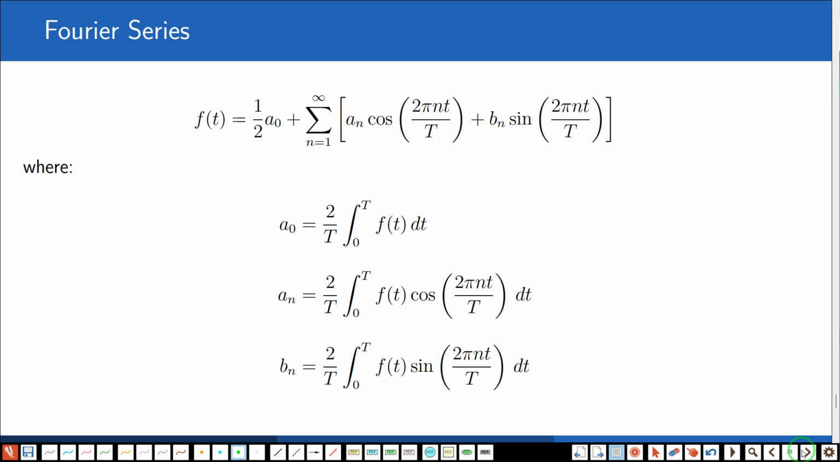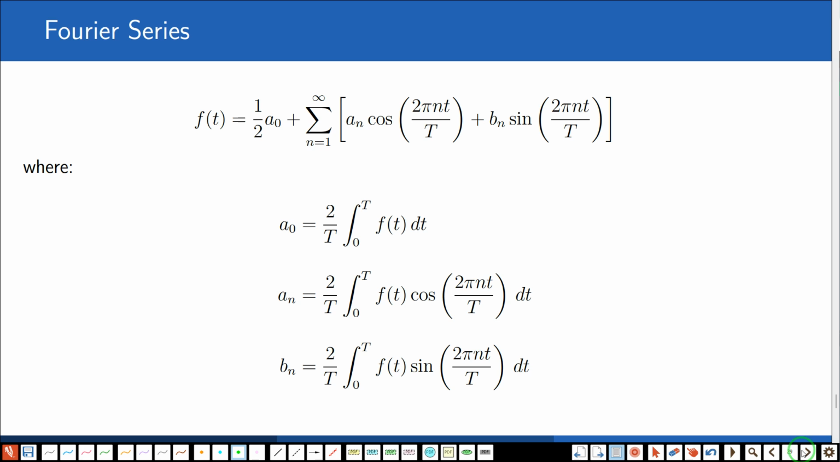Now assume that we have a Fourier series. The theory is that you can express any given periodic function in terms of a summation of a constant term and infinite cosines and sines.